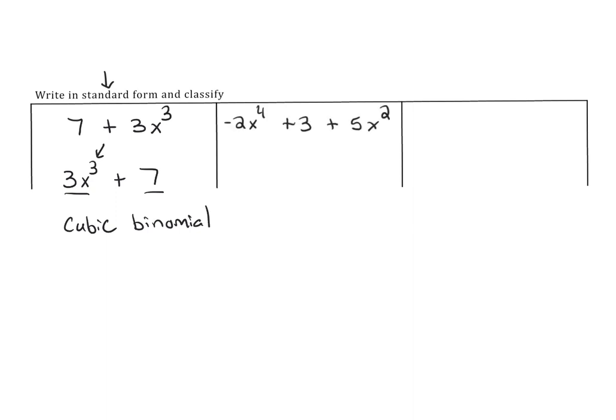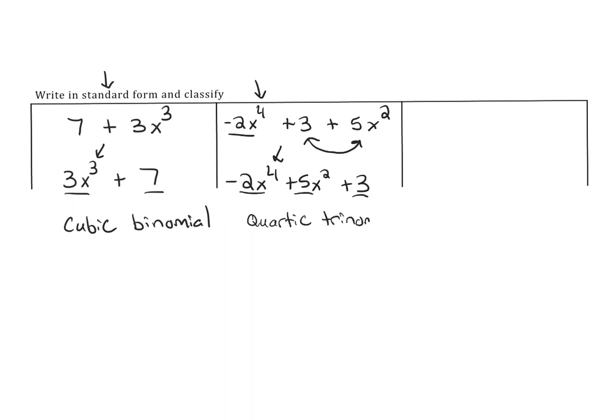Okay, for the next one, let's see, standard form. Here's my highest degree, so that has to be first. And then it has to be in decreasing order, so these have to be flipped. So standard form, negative 2x to the 4th plus 5x squared plus 3. So degree 4, that is quartic. And 1, 2, 3 terms, that is a quartic trinomial.